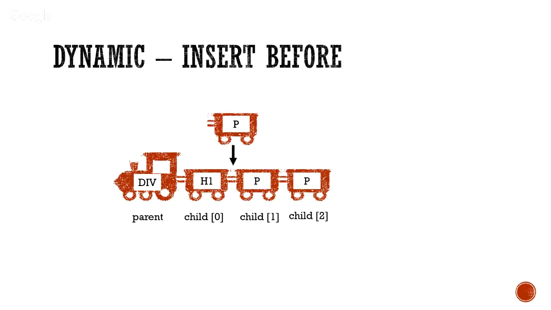And you can access a specific child element. Say I want to insert my new element between my header 1 and my first paragraph. I would access the child node of index 1 and insert the element there. And again, I'll show you some syntax here in a minute.